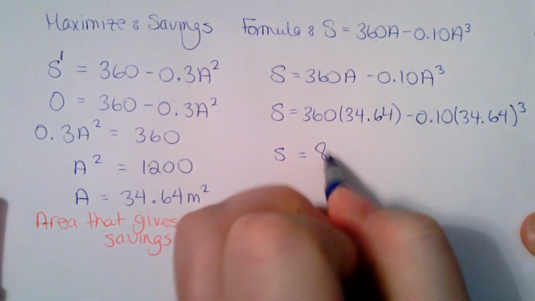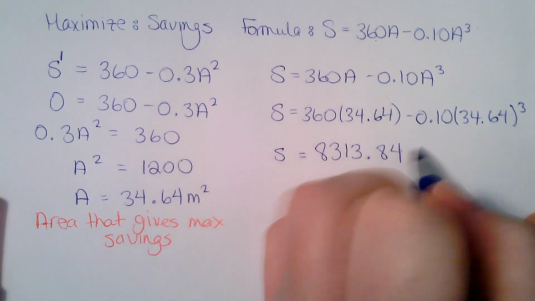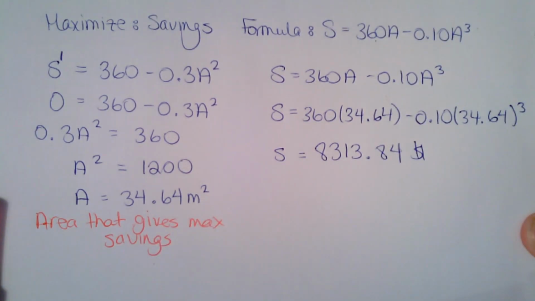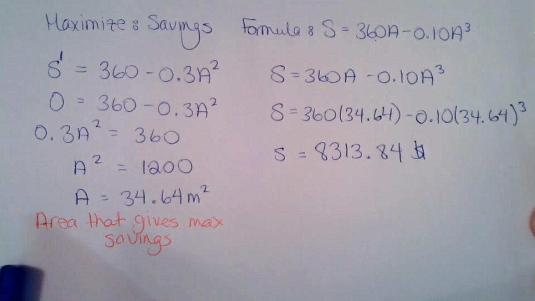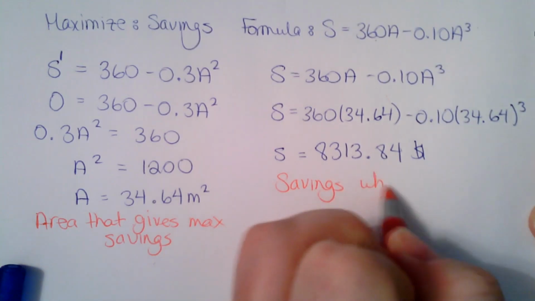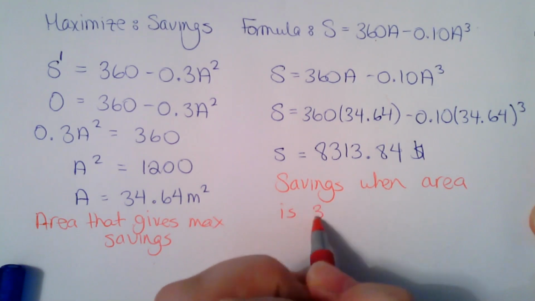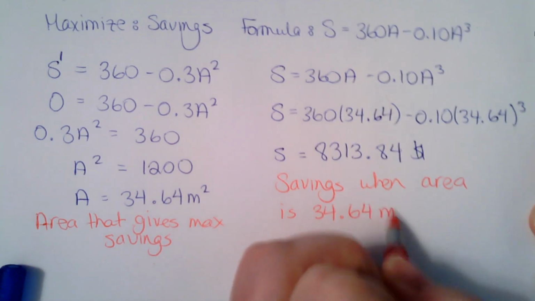And when I sub all that in, I get $8,313.84. Is this in dollars? Yes, dollars. So that is how much I have actually saved. Savings when area is 34.64 square meters.